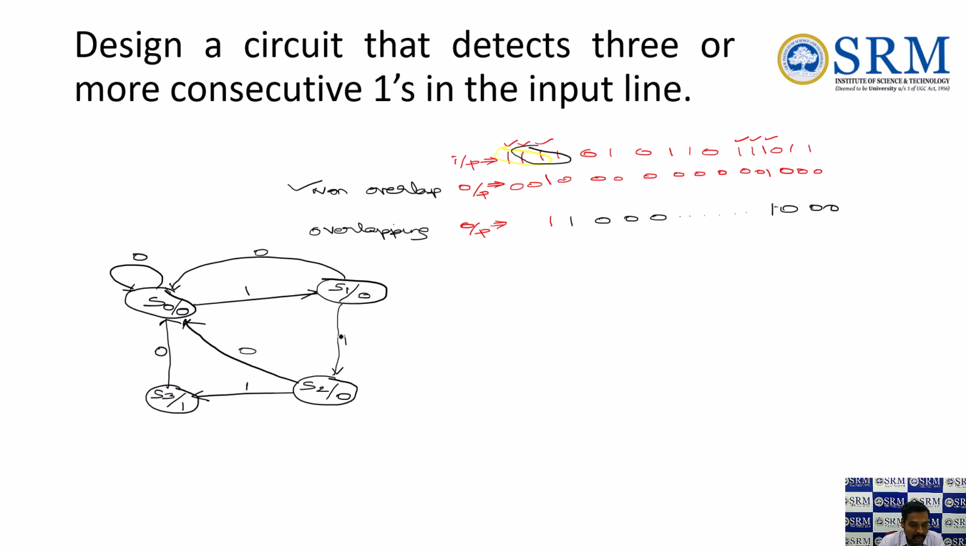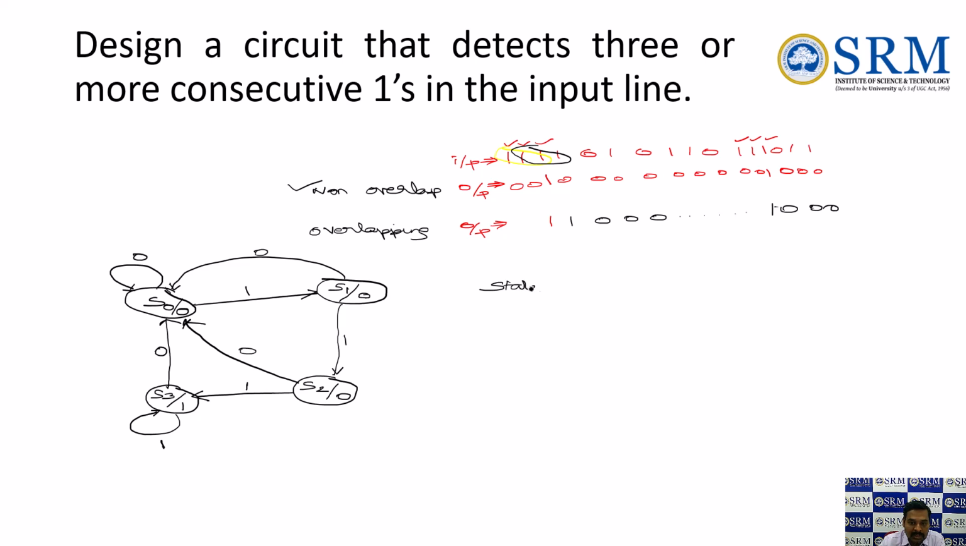If at this stage all three 1s have come, and again one more 1 comes, then it will return to the same state. So 1, 2, 3 ones came, right? Already two 1s came, and one more 1 came, so we are getting the third input as 1. So my output is retained at the S3 state. Okay. So now after this, we are going to assign the states.